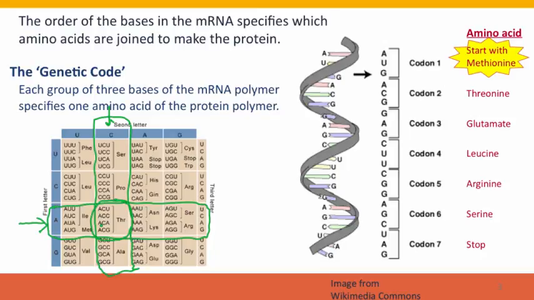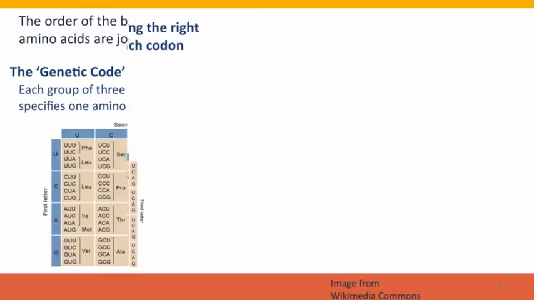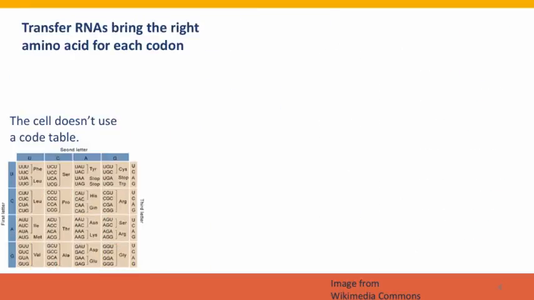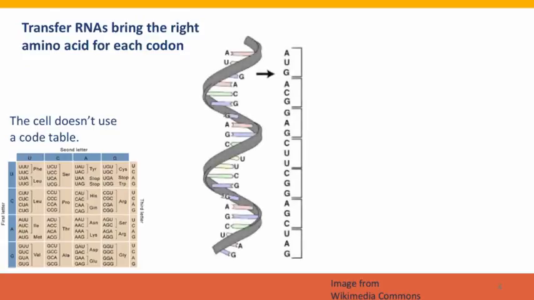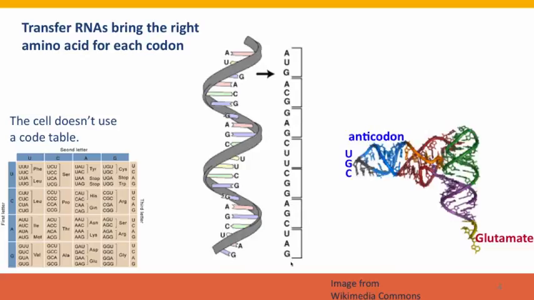Now, as I said, cells don't use a genetic code table. The table is just something that geneticists have come up with. In the cell, the interpretation of the code is done by transfer RNA molecules. So again, here's our messenger RNA with the division into codons marked off for us. Here is a typical transfer RNA. This is transfer RNA glutamate, so we'll write its name as tRNA glue, and it has a glutamate amino acid attached to one end.